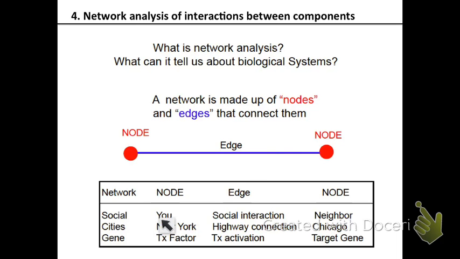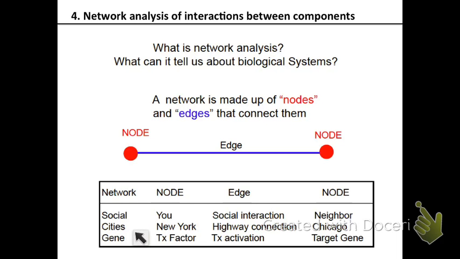So examples of networks, for example, in a social network, right, Facebook or whatever you guys are using these days, the node is going to be you. You're one of the nodes. And your social interaction, so your friending somebody else, is going to be the edge, right? So that's the interaction to another node, which could be your neighbor, your mom, probably not, your friend, etc.